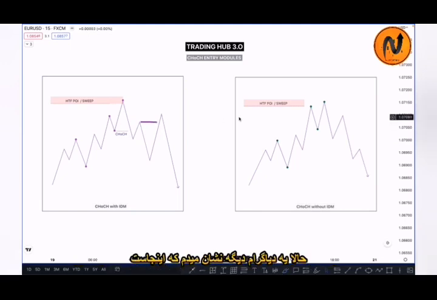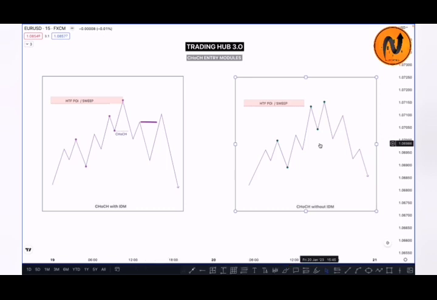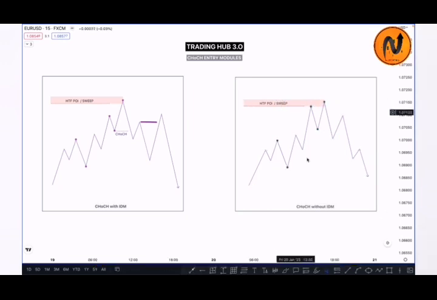Now let me show you another diagram, which one is here. In the next diagram, you can see here, this one is our CHOCH without inducement. In this case, you don't need to wait for CHOCH. You can immediately sell after taking out the previous high. Let me explain here. When the market taps your PY zone and sweeps this higher time frame, then what happened here? You have to follow a similar rule here. After CHOCH, you can sell here.